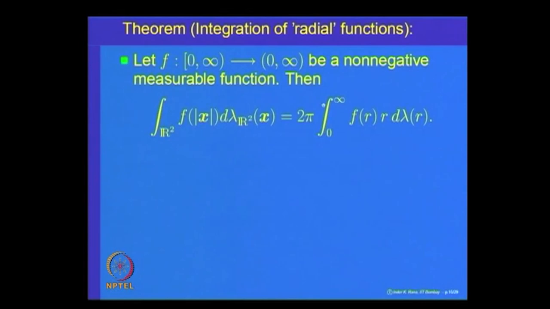And what is the meaning of a radial function? I should have said here that it is a radial function. That means it depends only on the absolute value of the vector. So, you can think of f composed with the magnitude as a radial function. The value of this composite function depends only upon the magnitude of the vector and not on the position of the vector.